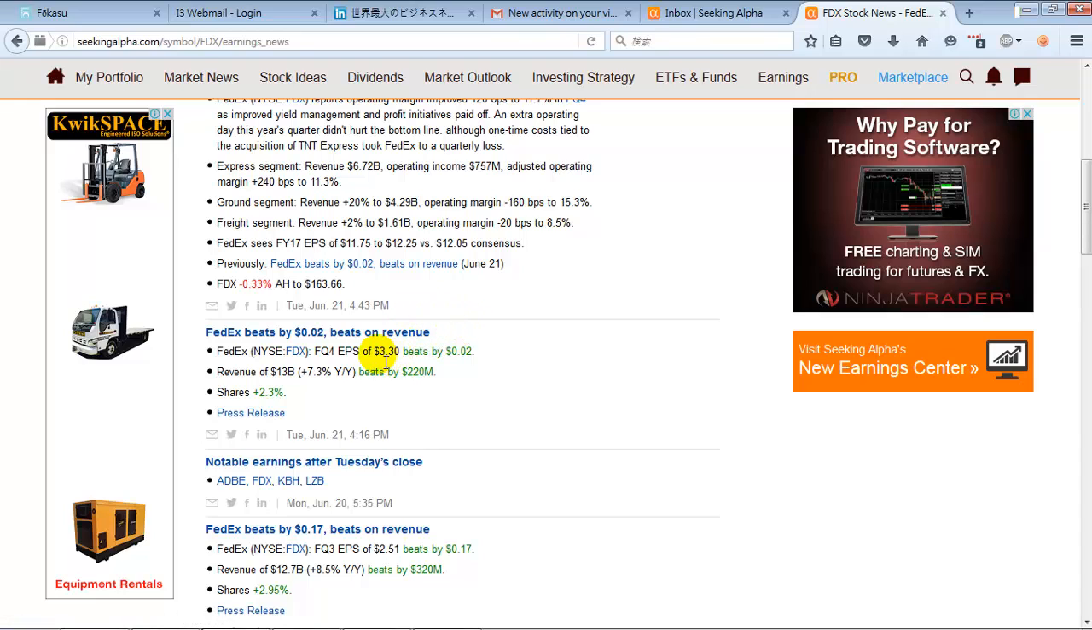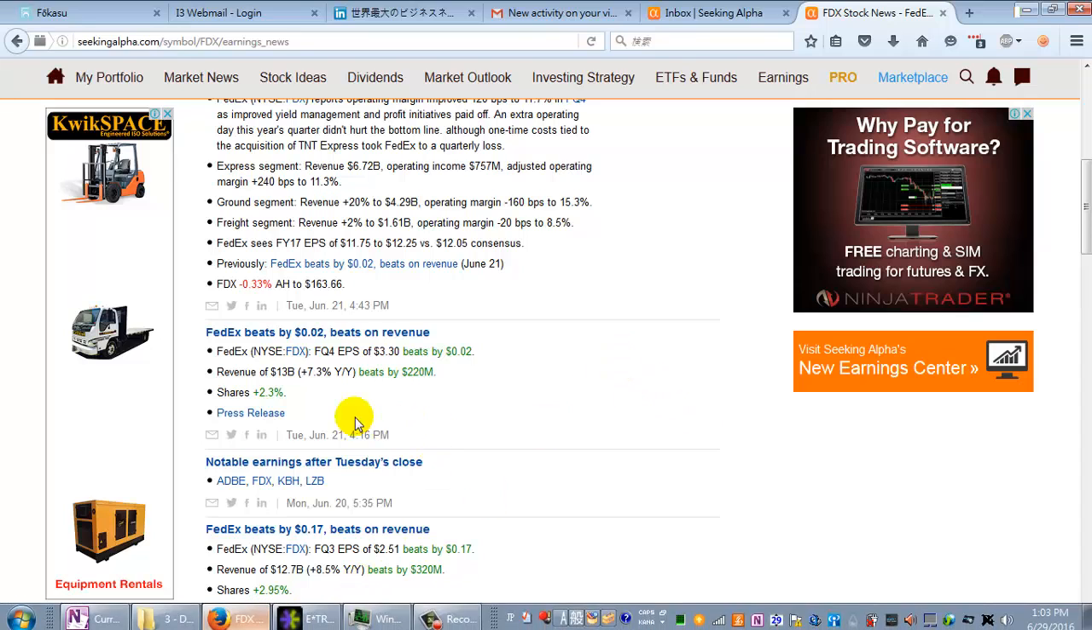And EPS is generally more important. If you see the word beats, that's bullish for the stock, and if you see the word misses, it's bearish for the stock, and it simply means that the company reported earnings that are different from what Wall Street analysts estimated. Now, if that occurs, the stock jumps in price.